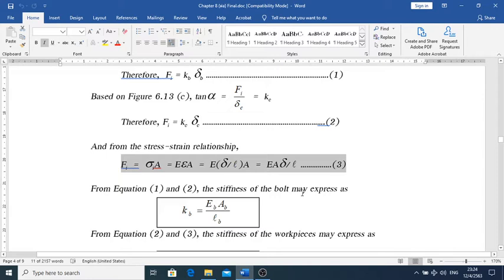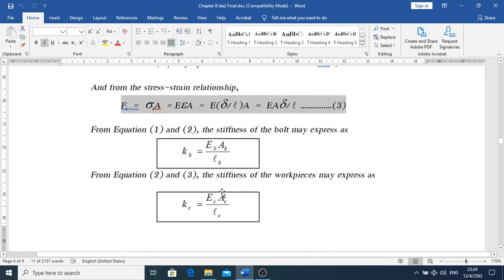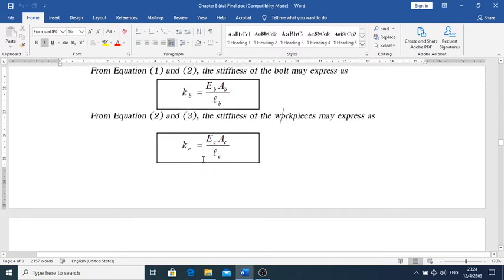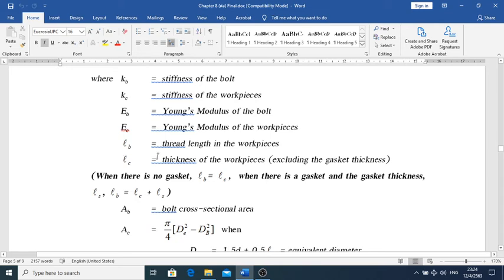Based on equations 1 and 2, we equate them to each other. We get K sub B equal to E sub B times A sub B over L sub B. And from equations 2 and 3, the same thing happens: K sub C equal to E sub C times A sub C over L sub C, where K sub B and K sub C are the stiffness of the bolt and the workpiece respectively, E sub B and E sub C are the Young's moduli of the bolt and the workpiece, and L sub B and L sub C are the length of the bolt and the thickness of the workpiece respectively.